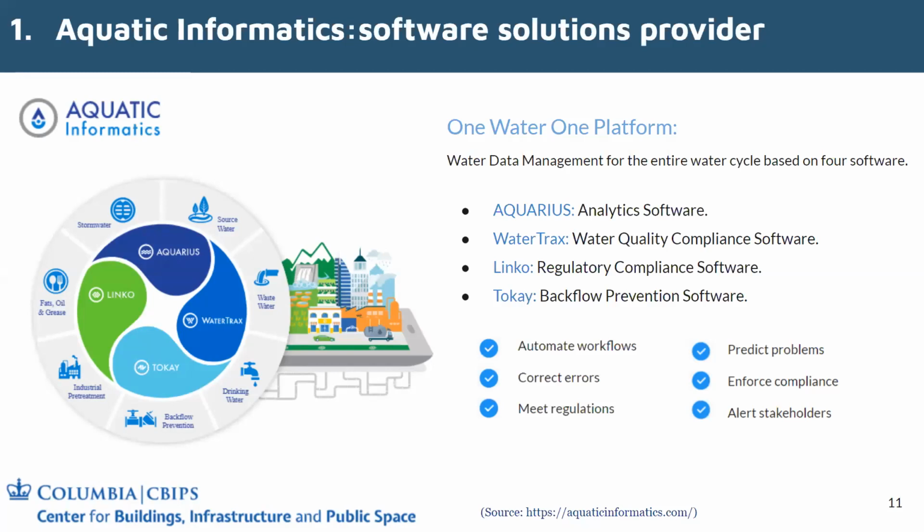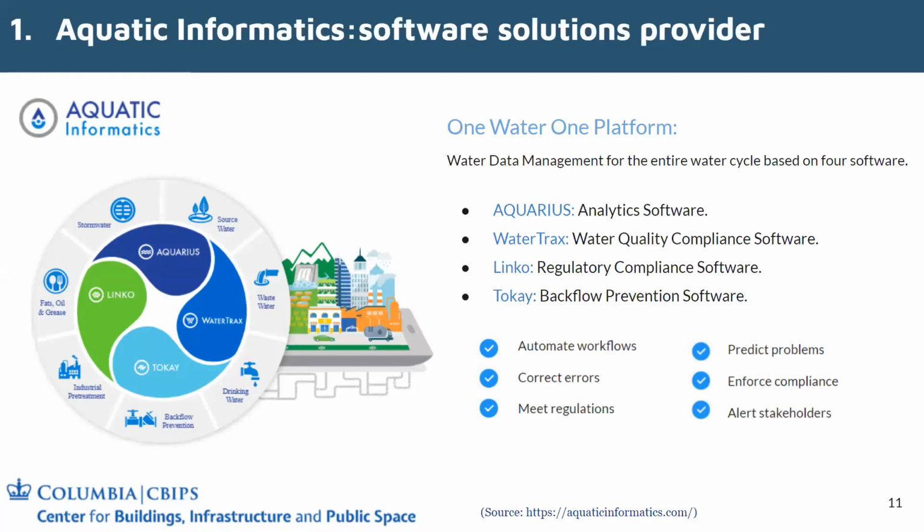Their selling point is they advocate their One Water, One platform by using 4 softwares they created, which are Aquarius, WaterTrax, Inco, and Toolkit. Each of the software has different purpose, but in general, their platform has accomplished the following: automate workflow, predict problems, correct errors, enforce compliance, meet regulations, and alert stakeholders. So why do we emphasize their features?